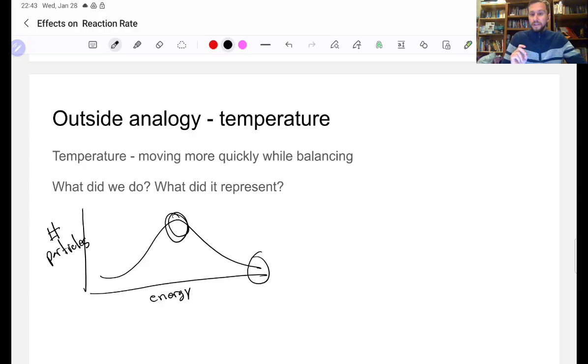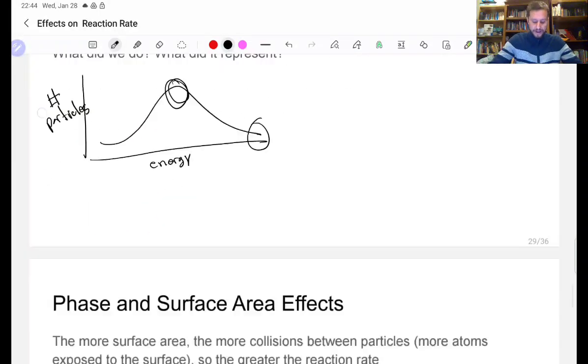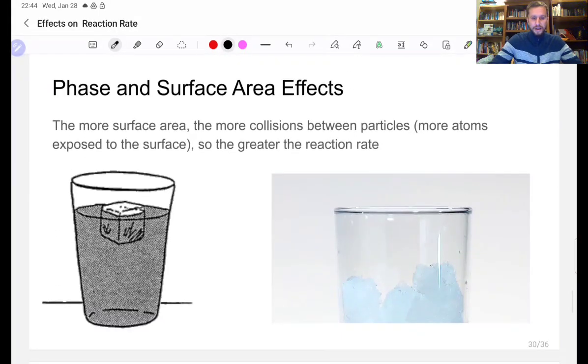Okay, so hopefully you were able to answer the question. You should have said something like it represents the average, and that individual particles have different speeds. But as the temperature increases, on average, the particles have more energy and they're moving faster. And so you should be able to say also that this means that they have more collisions, so more chances to react, and they collide with more energy, so more chance to have enough energy to overcome the activation energy and react.